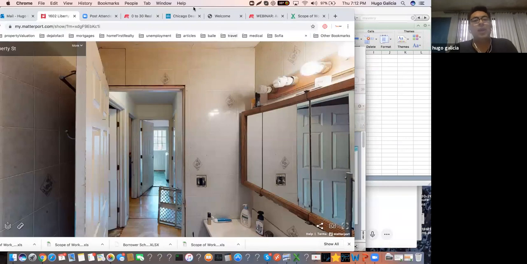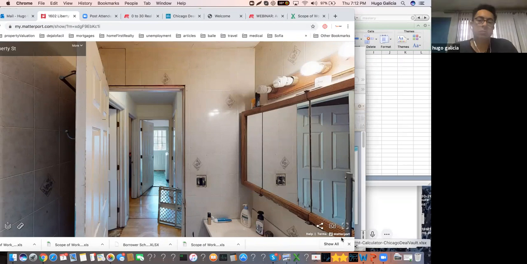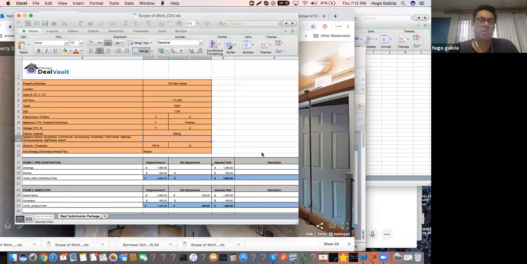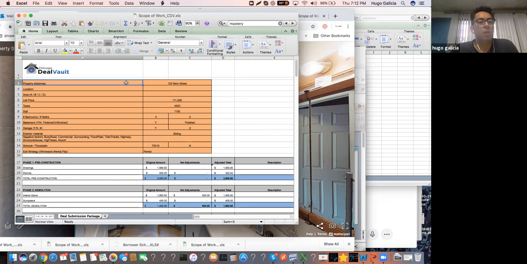So let me just go back to the analysis. Well, before I go back to the analysis, I'm going to show you my spreadsheet right here. So this is just a quick spreadsheet that we usually take to appointments. I'm just going to give you a quick rundown of it. So we're going to put in the property address. So the orange is pretty much the analysis in a nutshell.